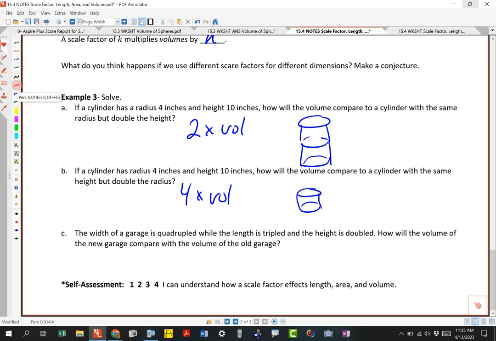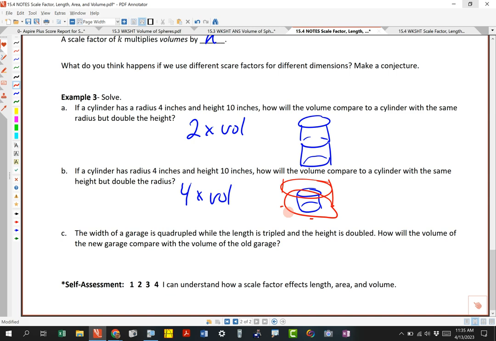Somebody want to take a stab at explaining? It is 4. Times it by 2 again. Okay, so here's what happens. We're making it twice as wide, going this way, and we're making it twice as wide in the other direction. We're making it twice as wide in 2 directions, okay? So it's going to multiply the volume by 4. It's going to quadruple the volume, okay?